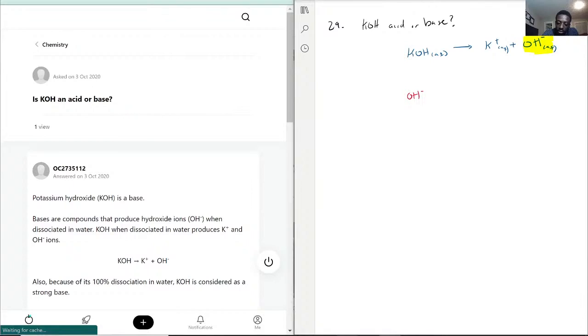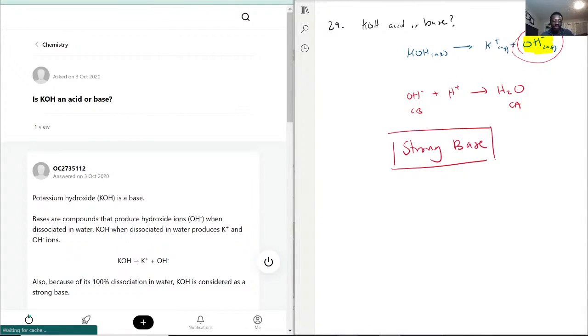And you notice here that it's two things becoming one. So there's a conjugate base, and this is a conjugate acid, because the OH minus is now taking the hydrogen, the proton, and turning into water. That makes KOH, because it has OH minus, not just a base, but a strong base, because OH minus is actually the strongest type of base you can have.